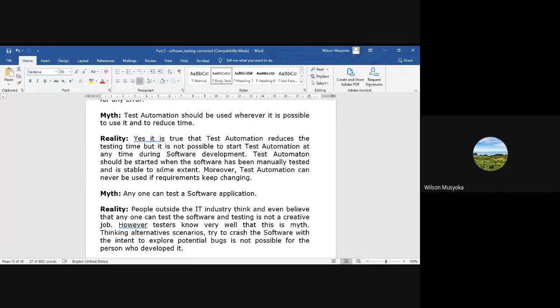Then another myth is that test automation should be used wherever it is possible to reduce the time that is consumed.